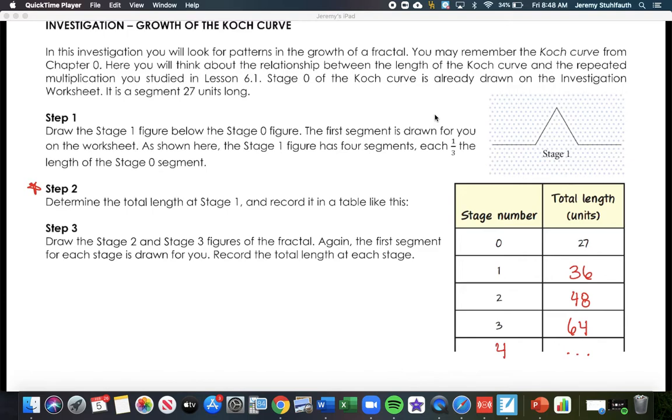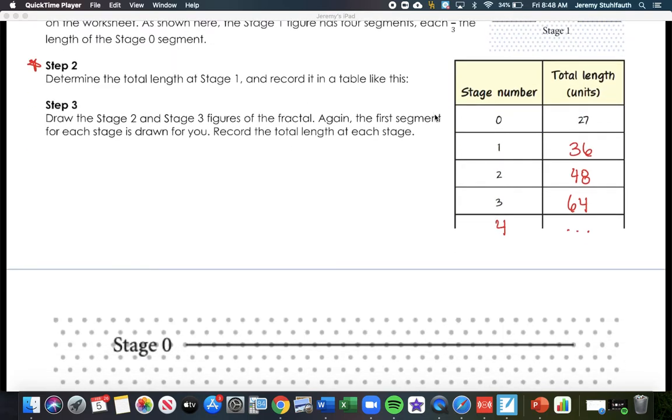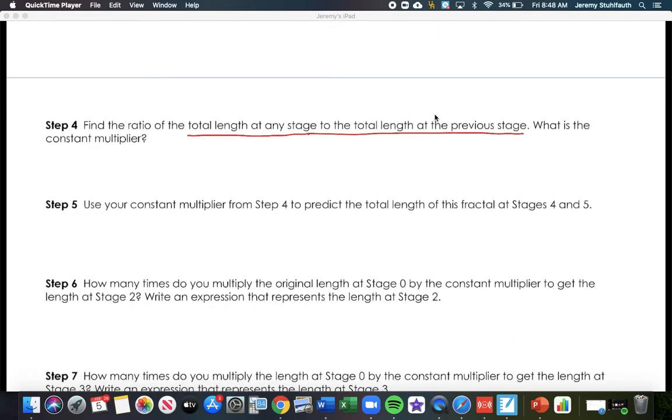So if we take a look at this, if we take the total length from stage 1 and have a ratio comparing it to stage 0, we'd have 36 over 27. So we get 36 over 27. That can simplify into 4 thirds. All right, so it looks like our constant multiplier would be 4 thirds.